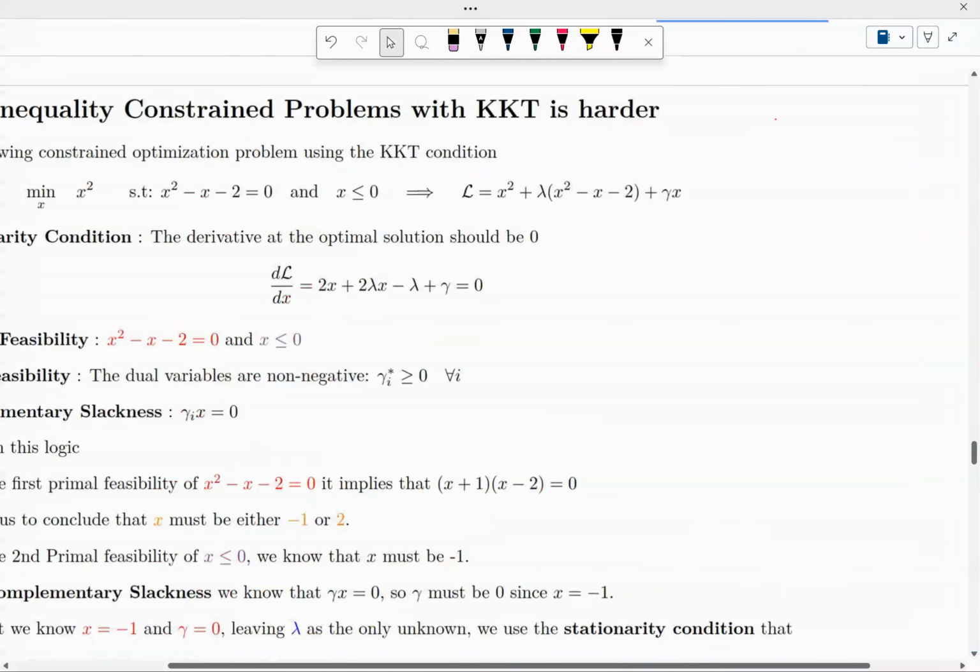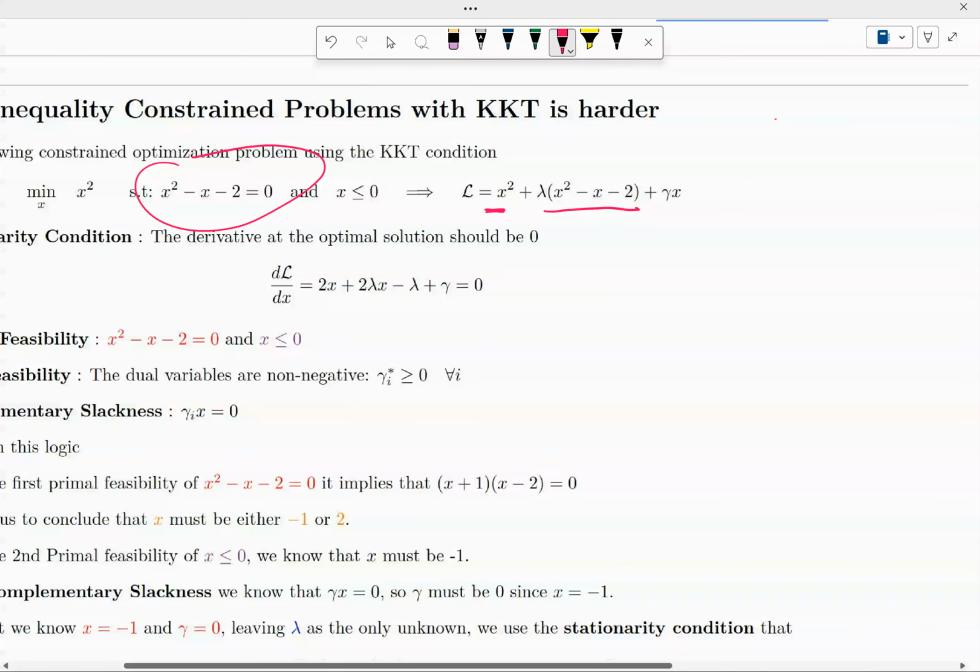Well, this is the Lagrangian, in which we have the function itself, the equality constraint, and the inequality constraint. So remember, the equality constraint always uses lambda. The inequality always uses gamma. And if you have multiple of them, you'll have lambda one, lambda two, lambda three. If you have multiple inequalities, it's going to be gamma one, gamma two, gamma three. But here we're looking at a pretty simple one where there's only one of each: one equality, one inequality.